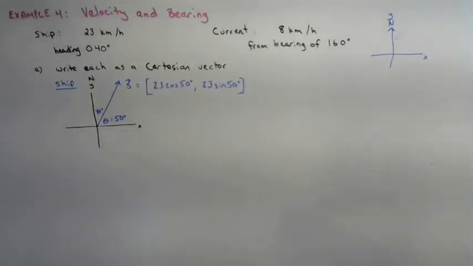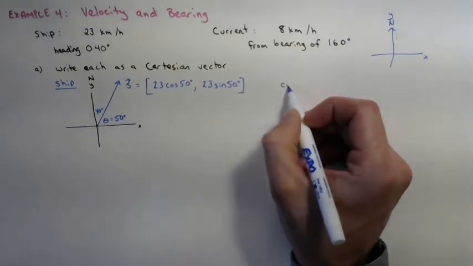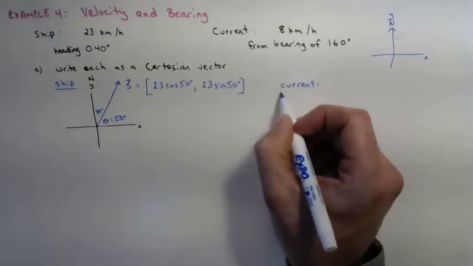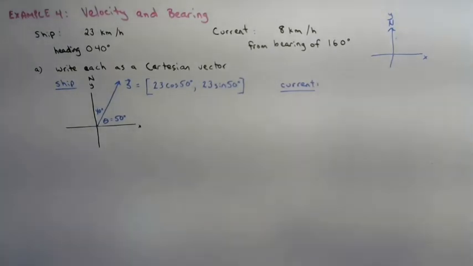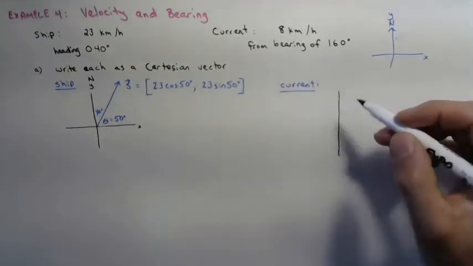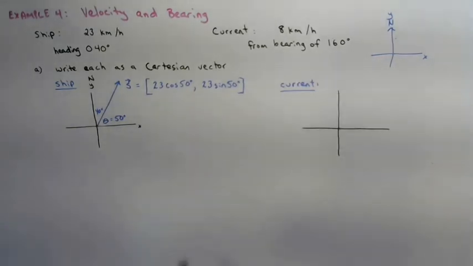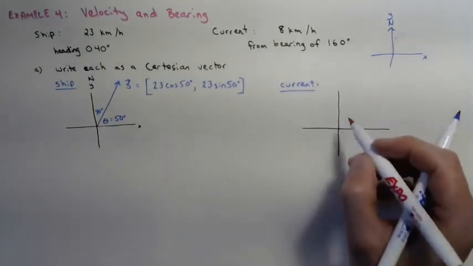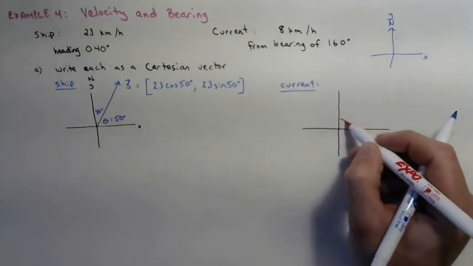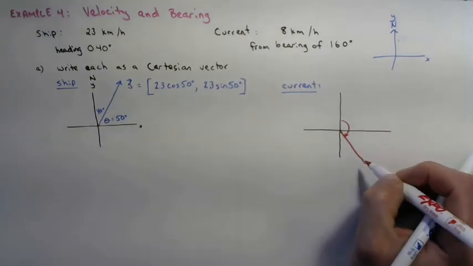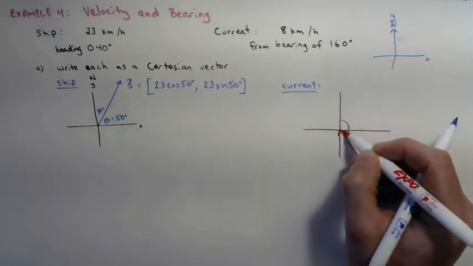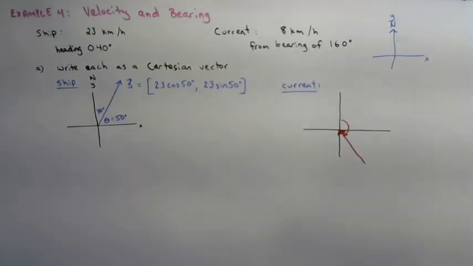Now, the current. The current is flowing from 160 degrees. So if we think about this from the north, we're going 160 degrees. That's 20 degrees shy of 180. And we're coming from that direction. So this is the current coming from that direction.